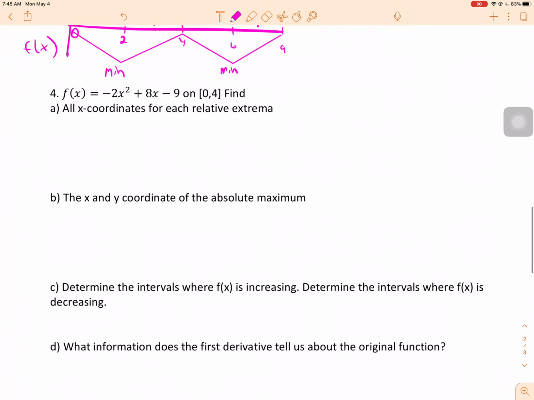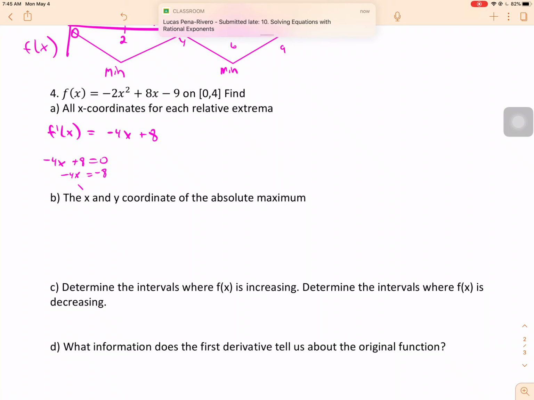Number 4, f of x equals negative 2x squared plus 8x minus 9 on 0 to 4. Find all x coordinates for the relative extrema. So that means we have to find the critical values. So first let's take the derivative. F prime of x, negative 4x plus 8. Set that equal to 0 to find out where the slope is changing from positive to negative, hopefully. So we subtract 8, we get negative 4x equals negative 8, divided by negative 4, x equals 2.